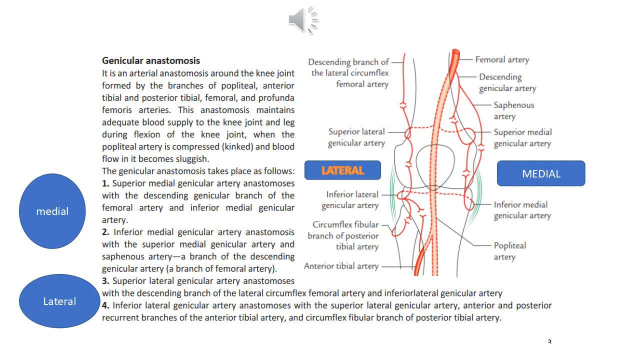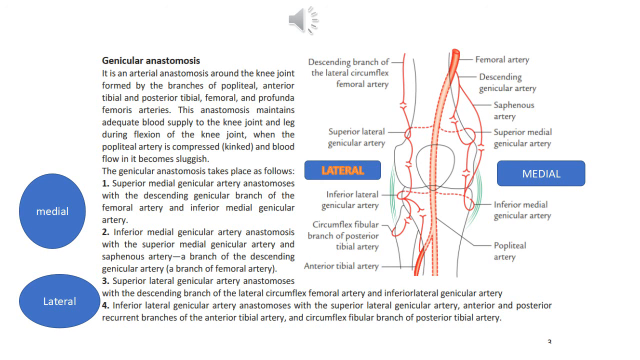And these are connected by means of transverse anastomosis above and below the patella, above the tibial tuberosity. This is clear from the diagram. This arterial anastomosis seen around the knee joint is formed by the branches of the popliteal, anterior and posterior tibial, femoral and profunda femoris arteries.